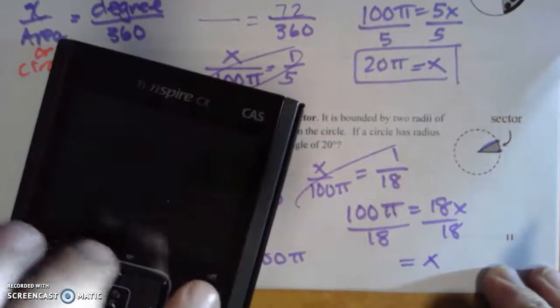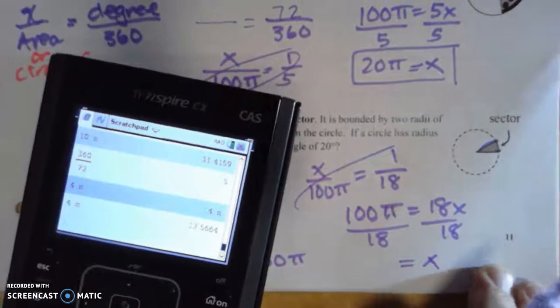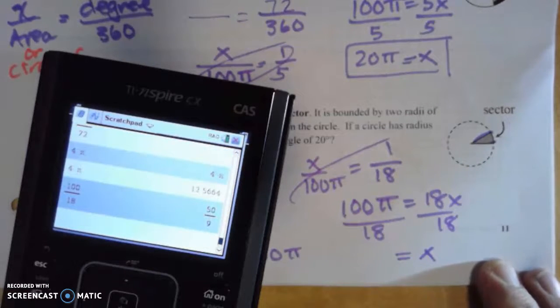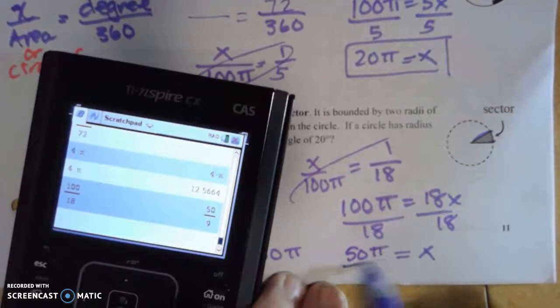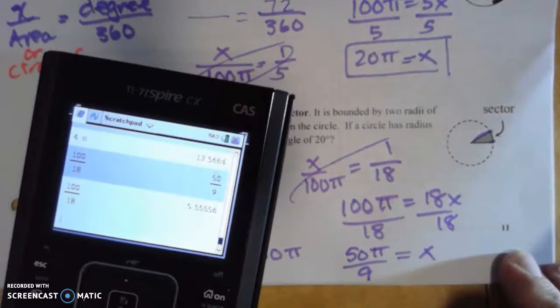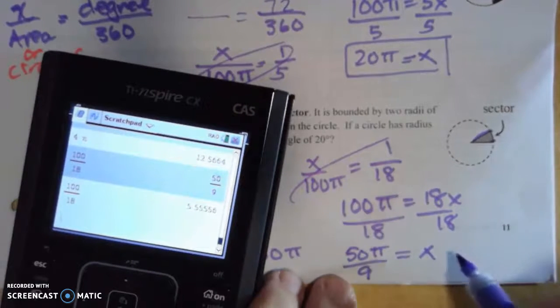Let's come over here and go to Desmos. I have my calculator with me. I'm filming this at home. 100, I don't really care about the pi. 100 divided by 18, okay, reduces to 50/9. So I could say 50 pi over 9. And if I want to know what the decimal is, I can get the decimal. I'm going to get 5.555.